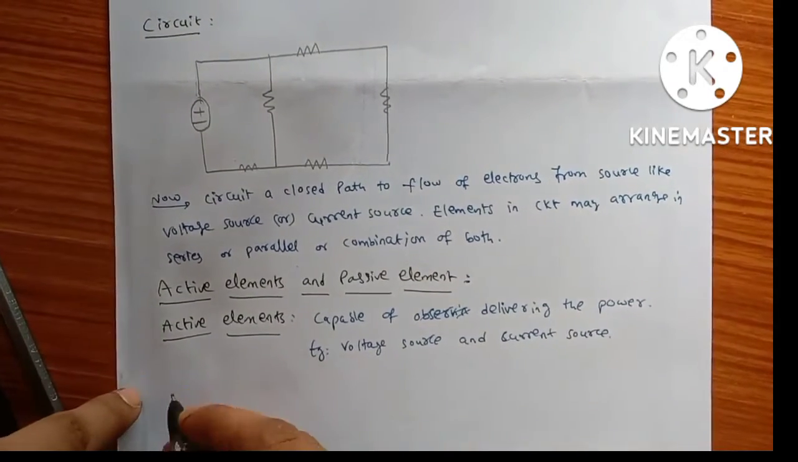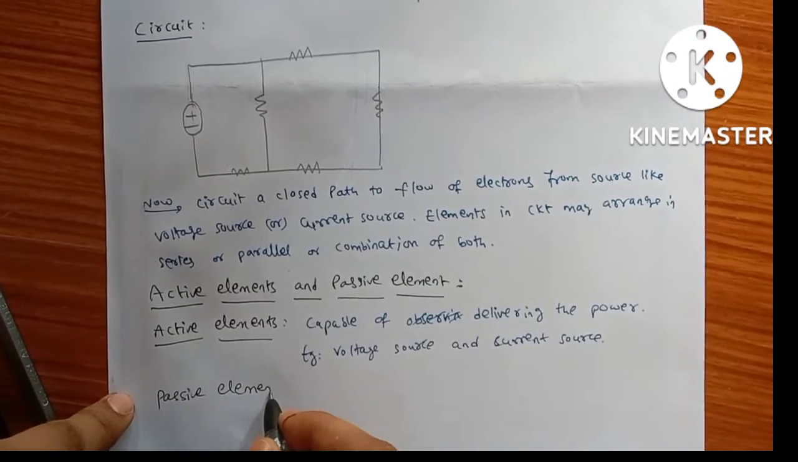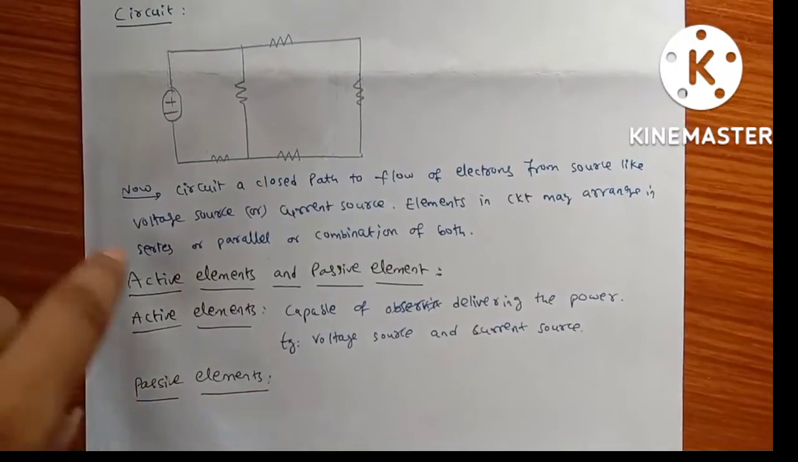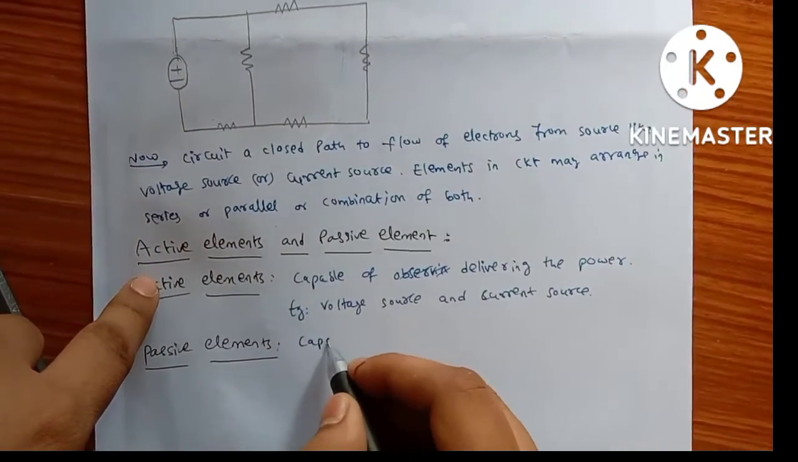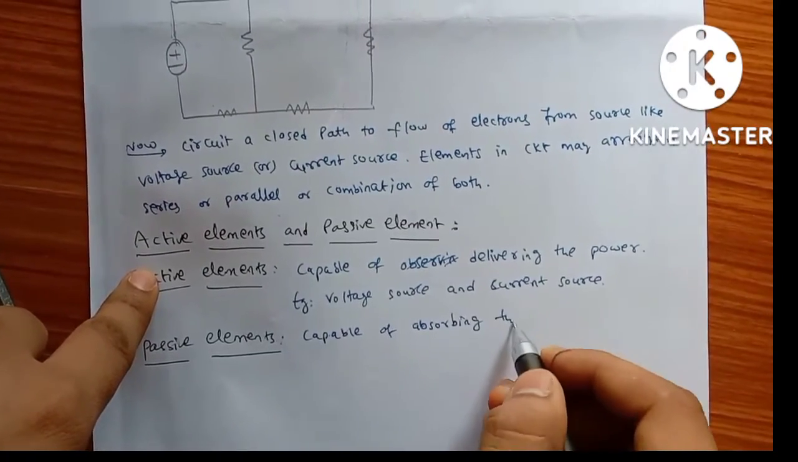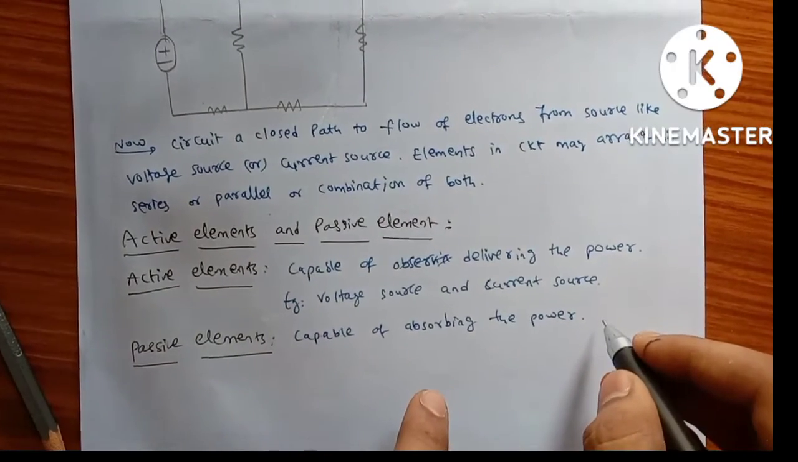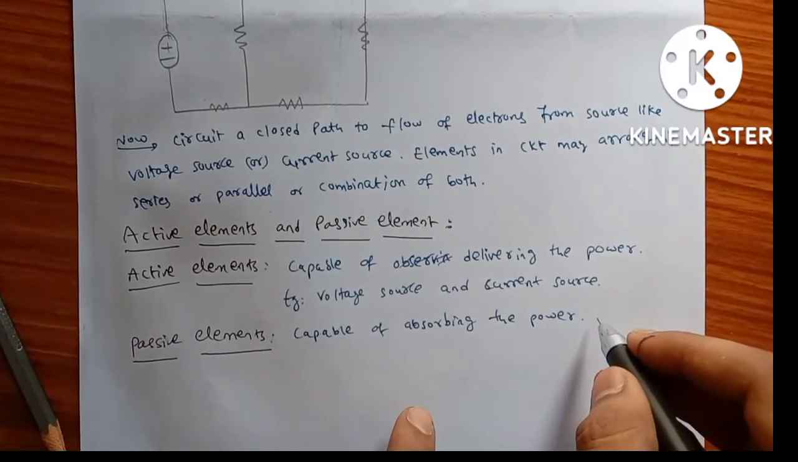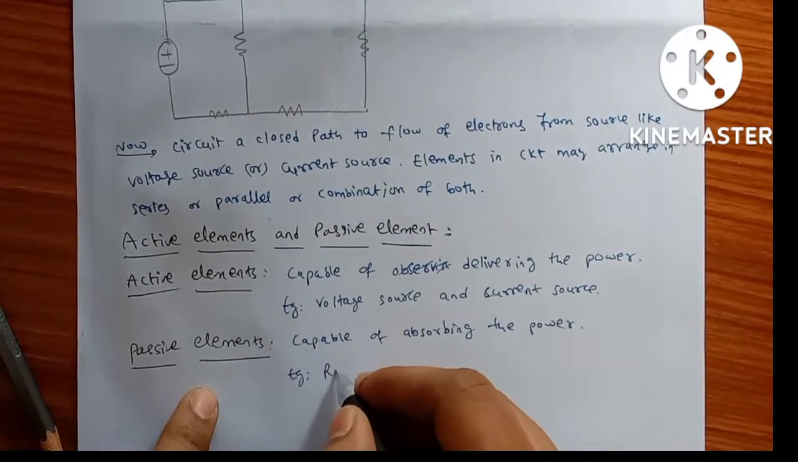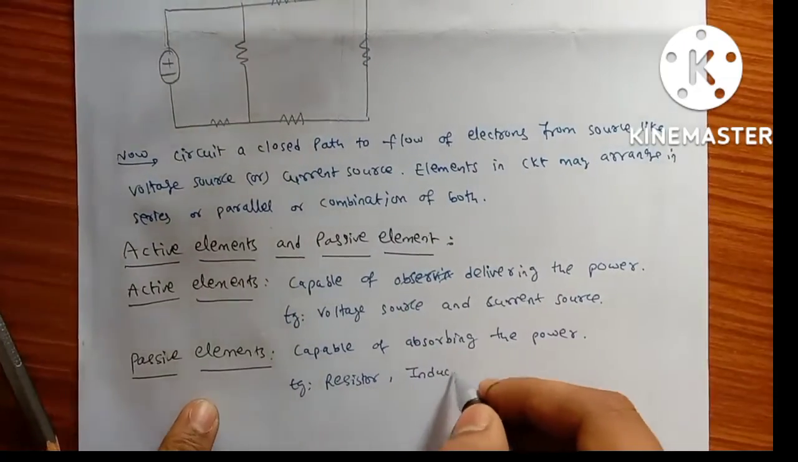What are passive elements? Let us see. Passive elements are those capable of absorbing the power and converting the power in terms of electric field and magnetic field. Examples: resistor, inductor and capacitor.